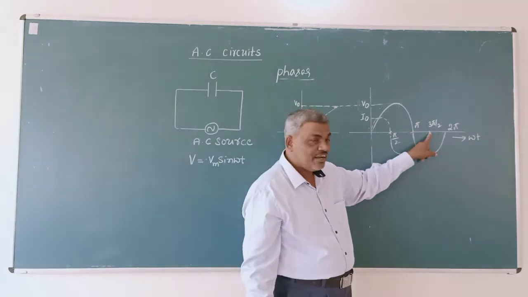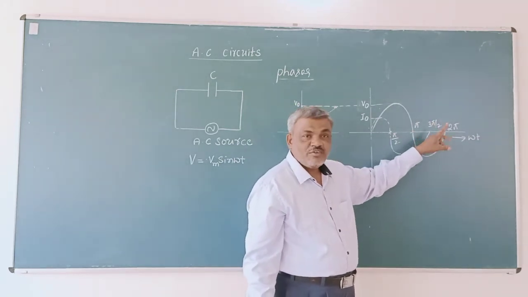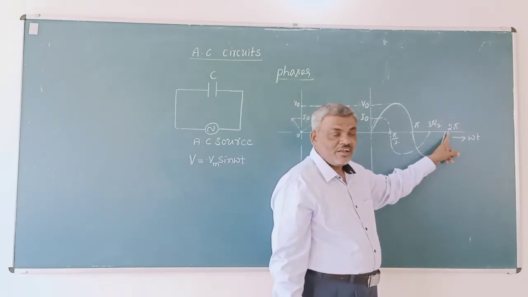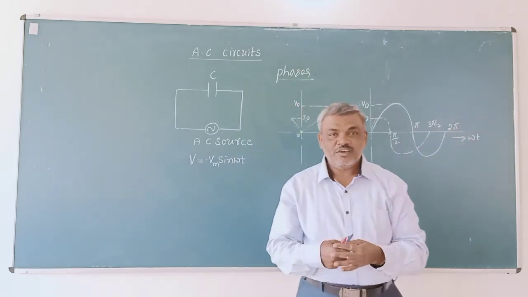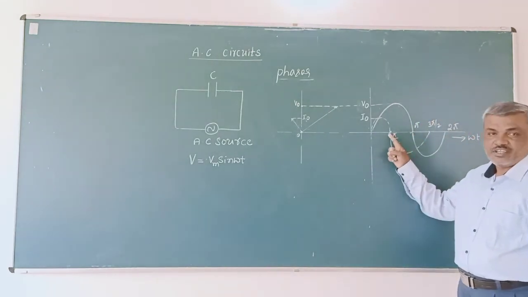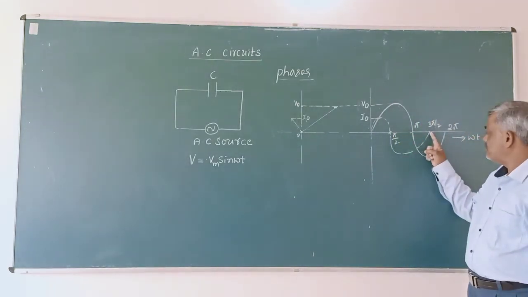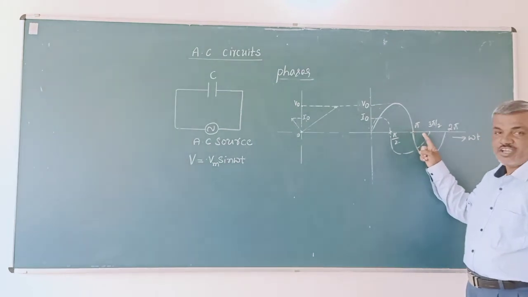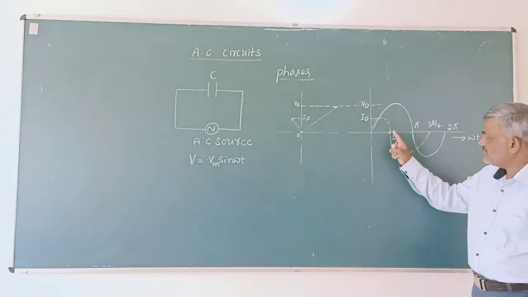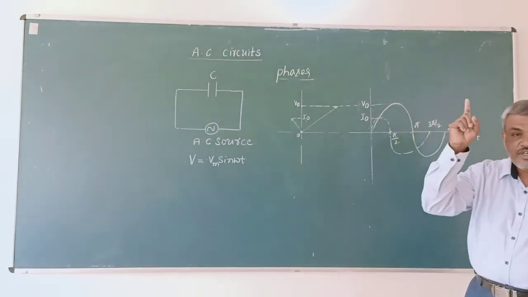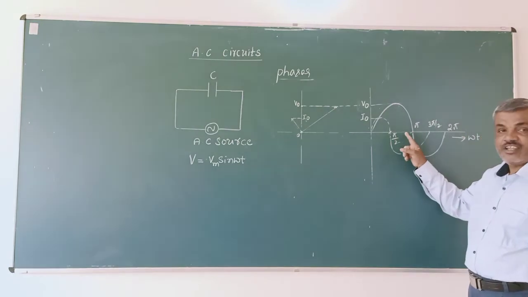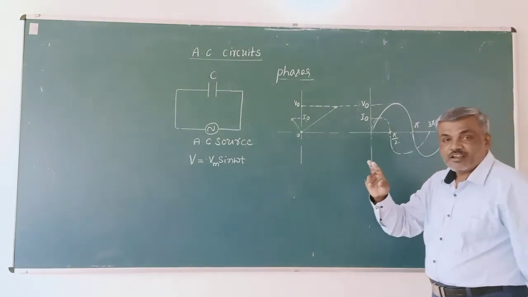Once again, here the current line is at 3 pi by 2, 270 degrees, and the voltage line is at 2 pi. Now, each successive difference: 180 minus 90 is 90 degrees, and 270 minus 180 is 90 degrees. 360 minus 270 is 90. This graph shows the phase difference between voltage and current. How much is the angle? 90 degrees or pi by 2.